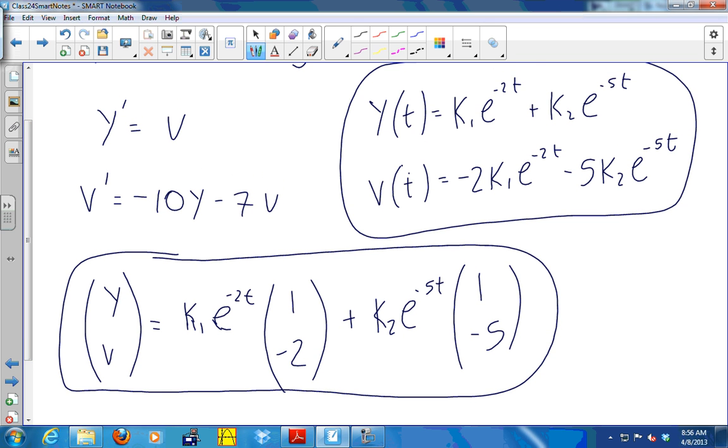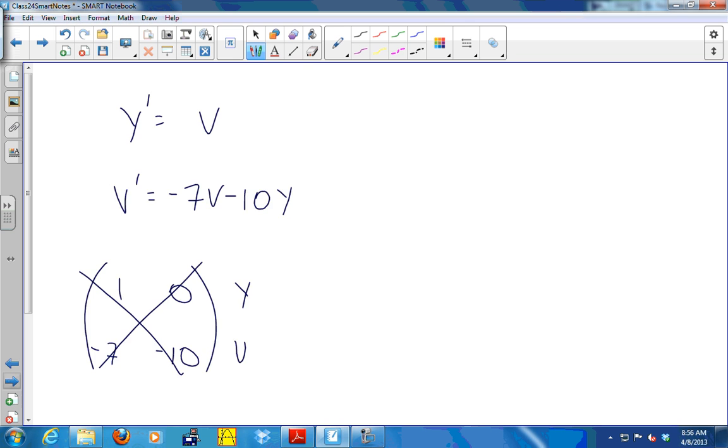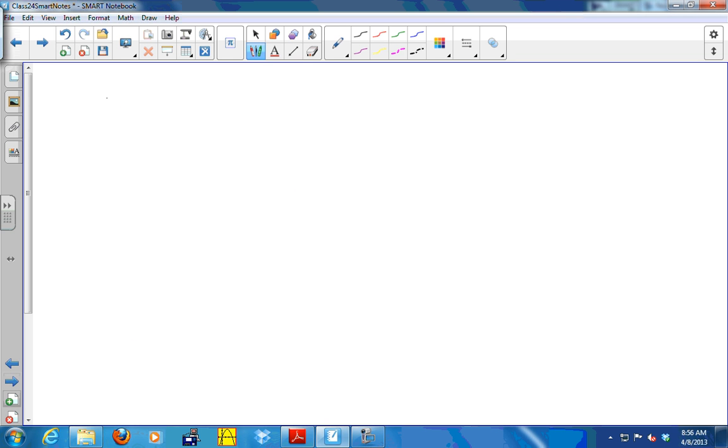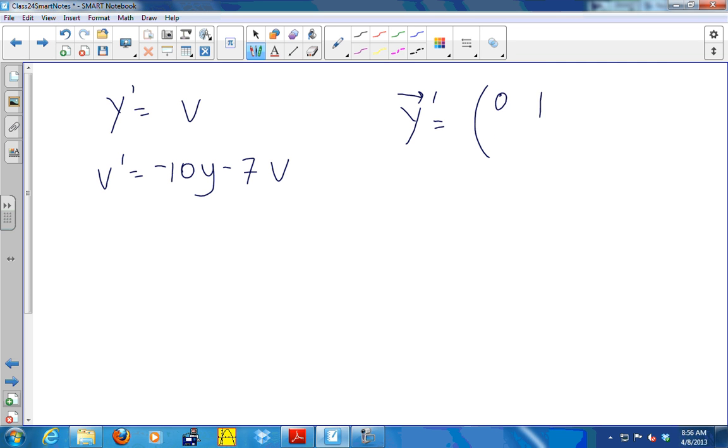All right, so now we've solved this whole thing without even using the word eigenvalue and eigenvector. So let's do it using eigenvalues and eigenvectors with all the methods that we learned in chapter 3 and just show that we get the same thing. I'm sure you believe that we will. So we have y prime equals v and v prime equals -10y minus 7v. So I could write this as a system. Y prime equals 0, 1, -10, -7 times y, v.